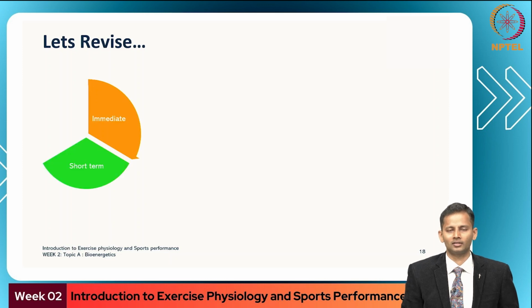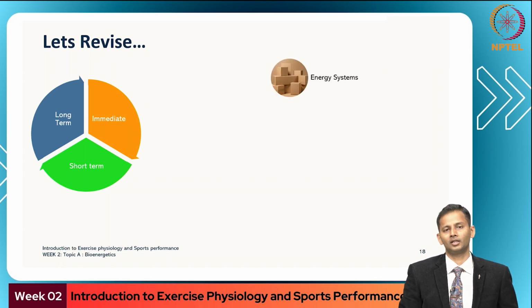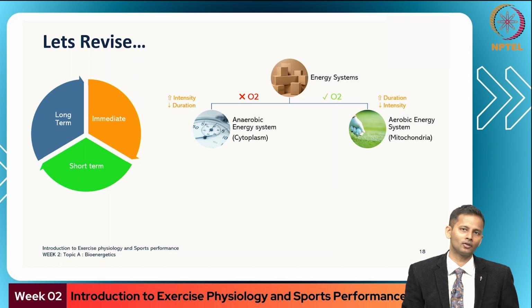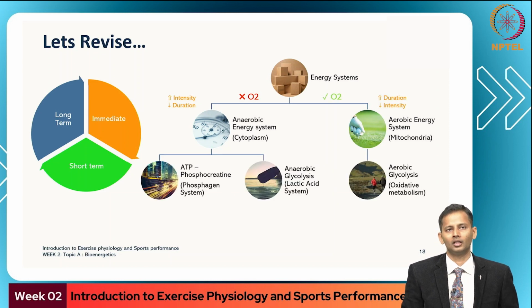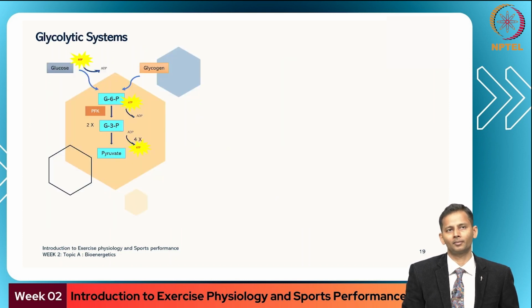So we saw that there are three types of energy system which offer immediate, short-term and long-term energy replenishment. Then we also saw that energy systems are based on the availability or non-availability of oxygen into anaerobic and aerobic, and the anaerobic pathways have the phosphagen system and the lactic acid system. The aerobic system is called the oxidative metabolism.